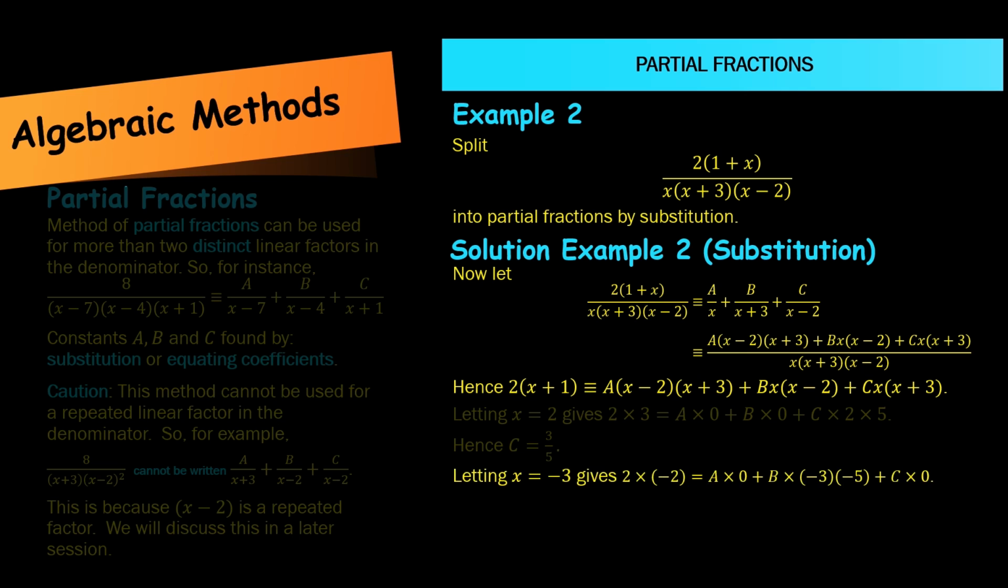Similarly, letting x equal minus 3 gives us 2 times minus 2 on the left-hand side is identical to a times 0 plus b times minus 3 times minus 5 plus c times 0 to give us b equals 1 over 15.